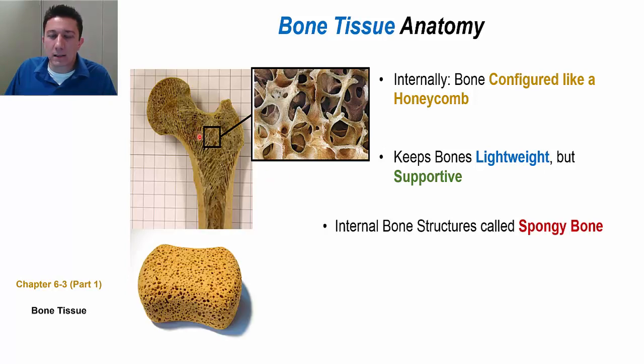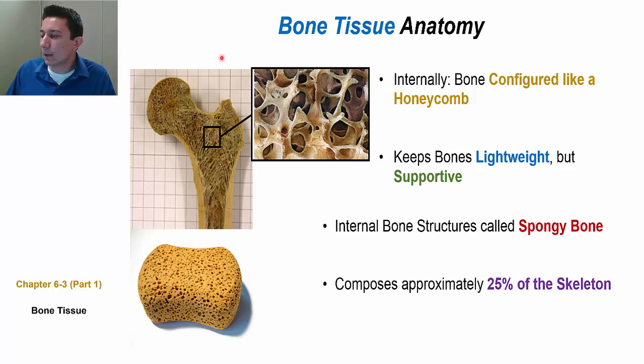Not surprisingly, this internal honeycomb-like configuration of bone is referred to as spongy bone, simply because there are lots of open spaces between pieces of bony material. In living tissue, these are not empty. This is simply what you would see in a dried specimen of bone, but it allows materials to be packed in between the spaces of the spongy bone.